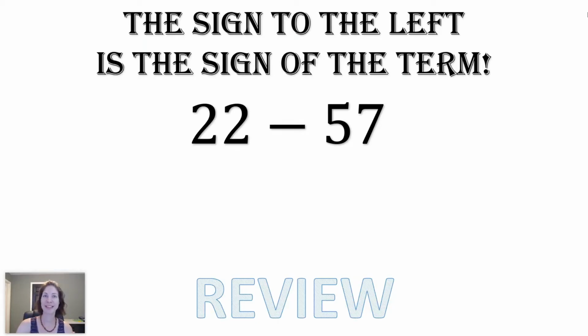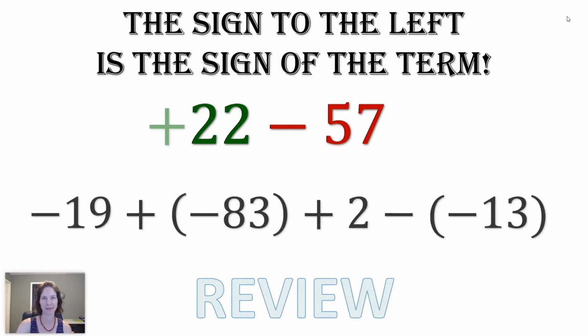Quick review: the sign to the left is the sign of the number. So in this case, we have a positive 22 and a negative 57. In this expression, we have a negative 19, a negative 83, a positive 2, and the opposite of negative 13. The opposite of negative 13 is positive 13.